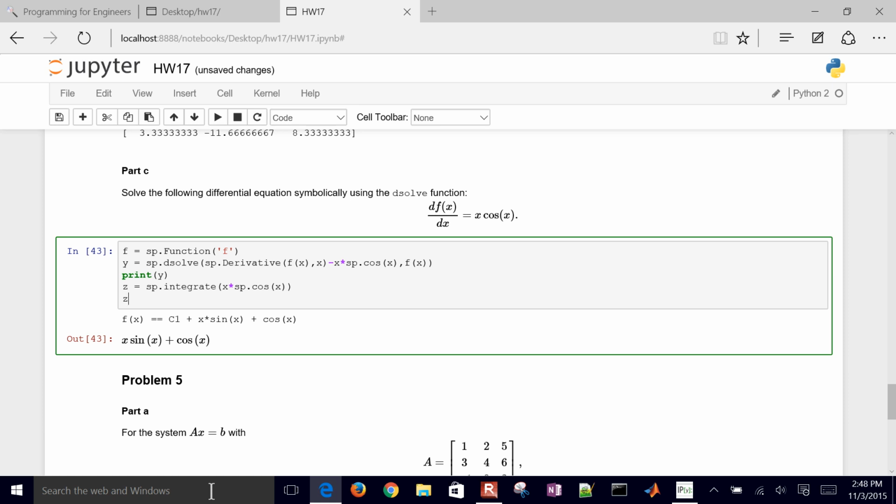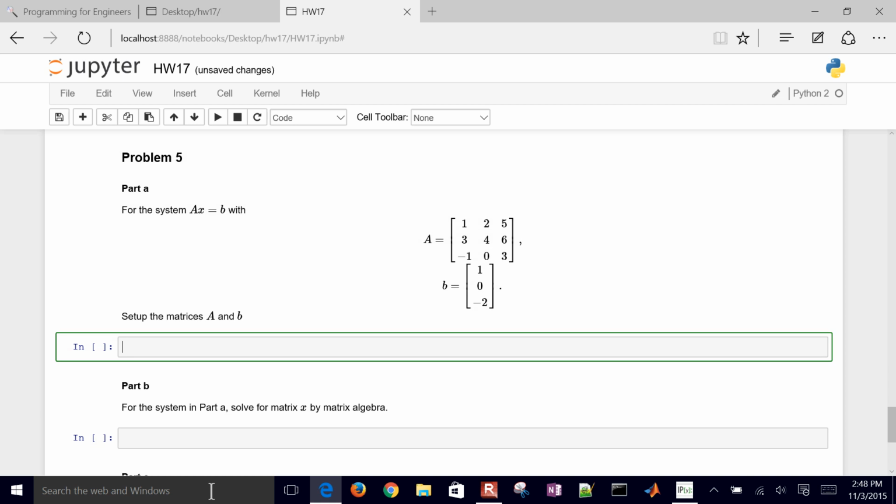Alright, let's go on to the next one, which is problem 5. Here's a little bit about matrices with SymPy. We can do from sympy import Matrix, if you just want to import that. Let's just try it with A equals sp.Matrix. I'm going to have 1, 2, 5. That's going to be my first row, separated by a comma, and then I have 3, 4, and 6, separated by another comma, and these are all square brackets inside here. Then -1, 0, and 3.